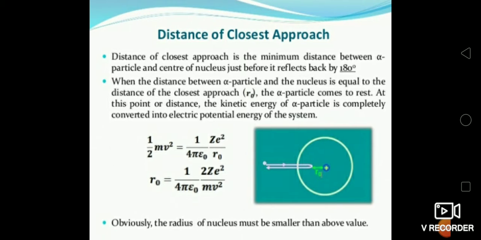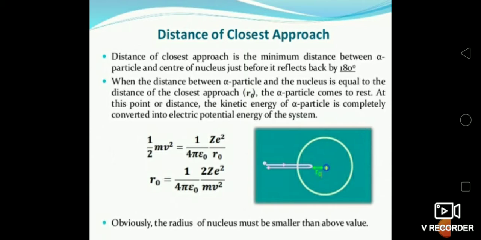Distance of closest approach. Distance of closest approach is the minimum distance between the alpha particle and the center of the nucleus just before it reflects back by 180 degrees. When the distance between the alpha particle and the nucleus is equal to the distance of closest approach r0, the alpha particle comes to rest. At this point, the kinetic energy of the alpha particle is completely converted into electric potential energy of the system. That is, the kinetic energy is equal to Coulomb's electrostatic energy.